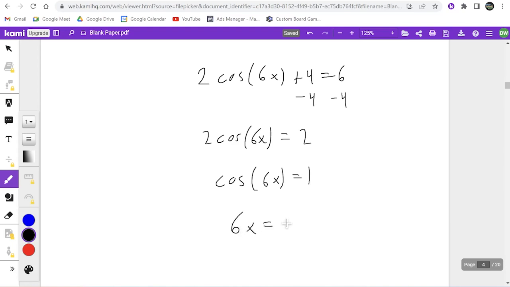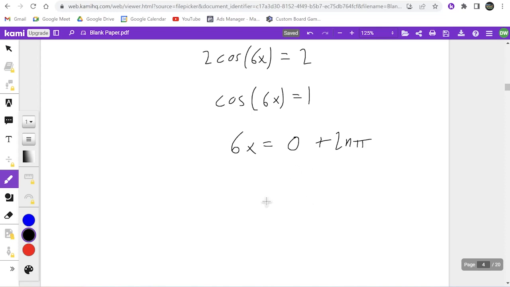So 6x equals 0 plus 2n pi. And again, that's not on a quadrant, so there's only one answer. And then I have to do the same thing as before. I got to divide both sides by 6. The 0 doesn't matter. I can ignore it. But x is going to be basically 1n pi over 3, because that's what it reduces to.